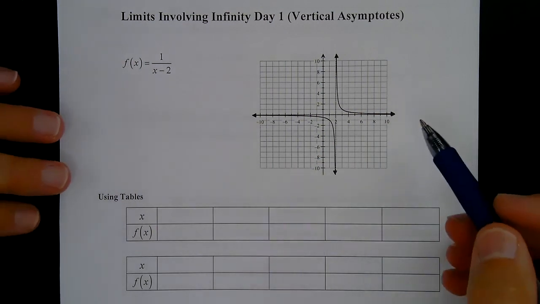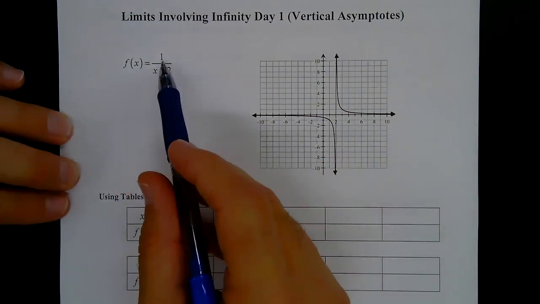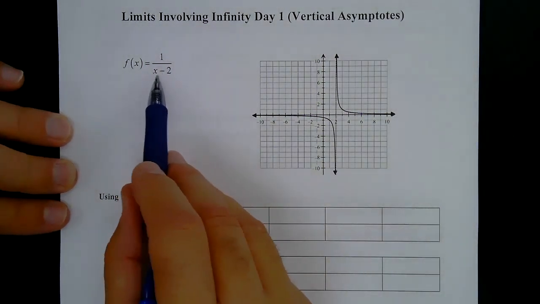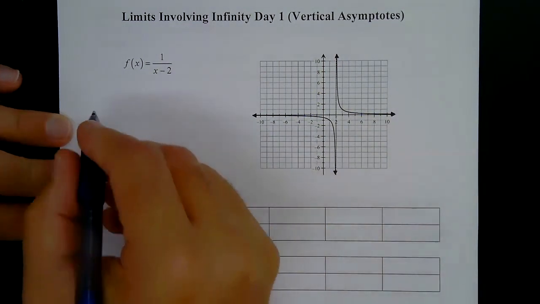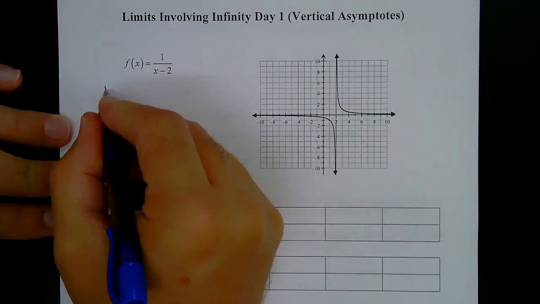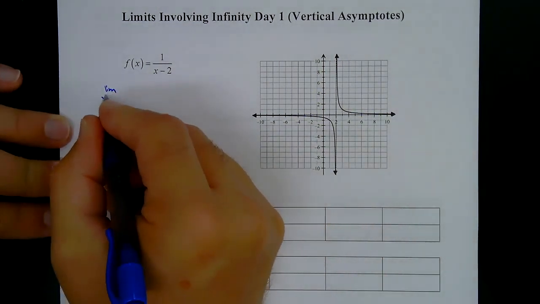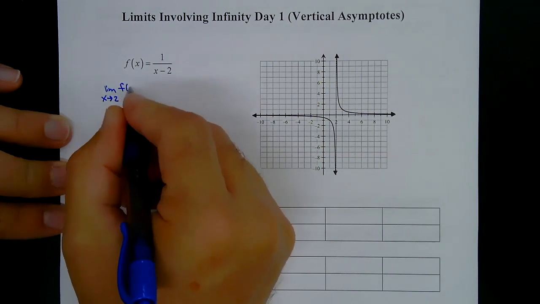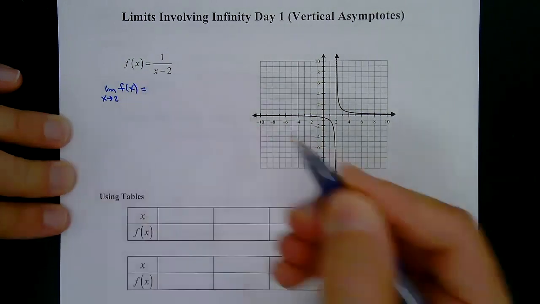So if we look at this graph, this is the graph of f of x, which is the graph of 1 over x minus 2. Okay, it's the reciprocal function that's been translated right 2, okay? So if I want to find the limit as x approaches 2 of f of x, okay, I want to know what that equals, right?